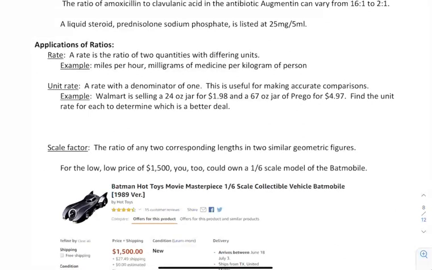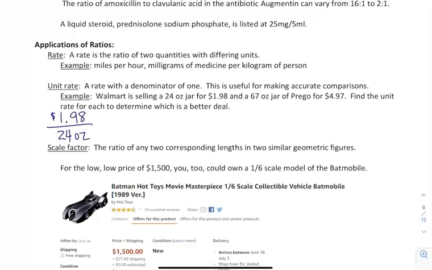Going to the store and looking at the different size jars of things like spaghetti sauce, Prego, peanut butter, all the things that come in lots of different sizes. How would you figure out which is the better deal? A 24-ounce jar for $1.98 or a 67-ounce jar for $4.97. That's not an easy comparison to do without a calculation. So we can find a unit rate by taking the price and dividing by the size.